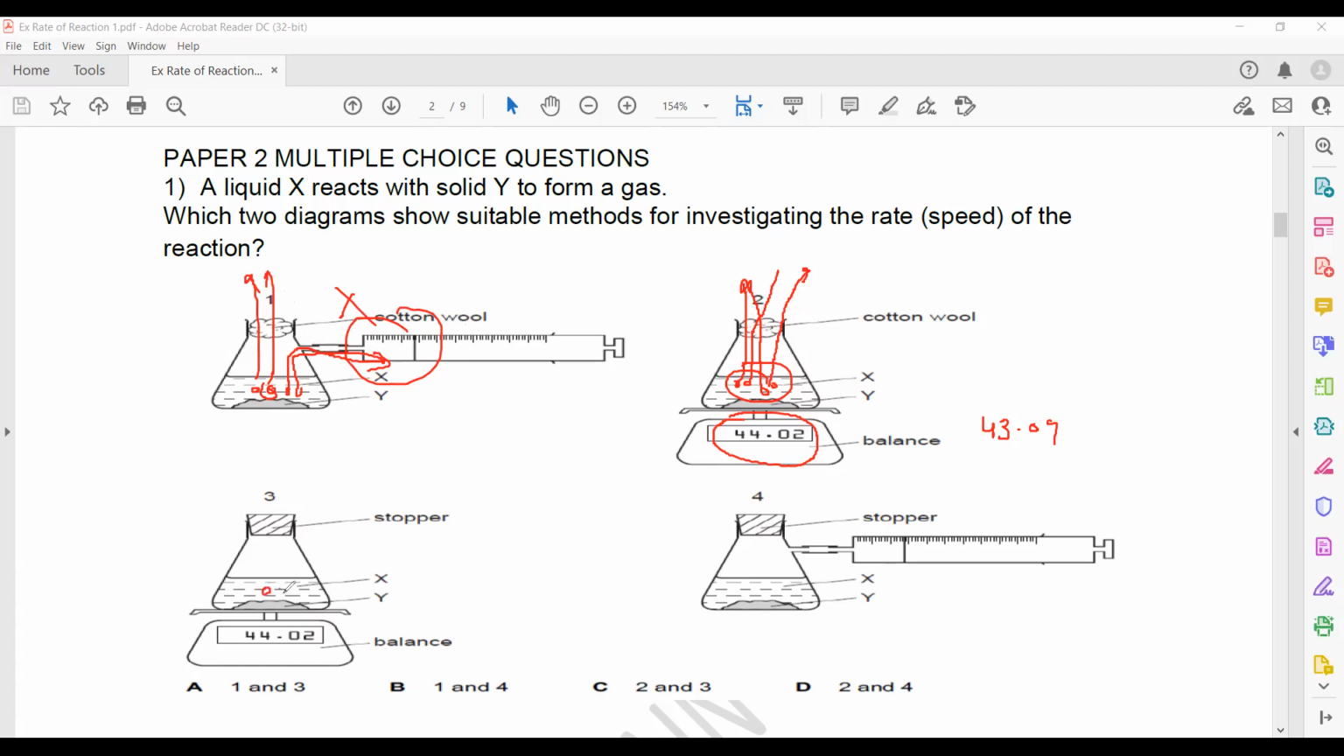In this one, what happened? When the gas is given off, that gas cannot escape as there's a stopper. So mass will not change. And in this one, why is it suitable? When the gas is given off, the gas particles will move into the gas syringe, so we can measure the change in the volume divided by time to measure the rate or speed of reaction.